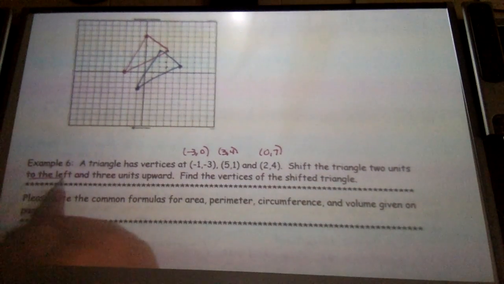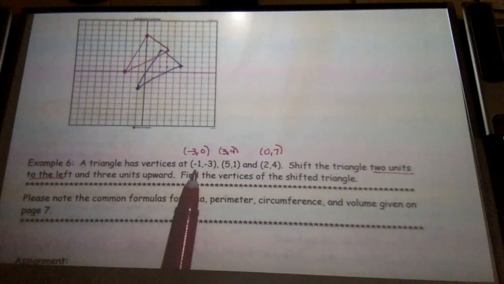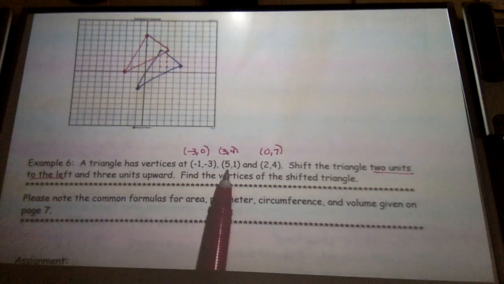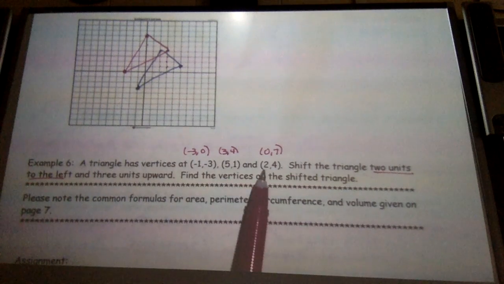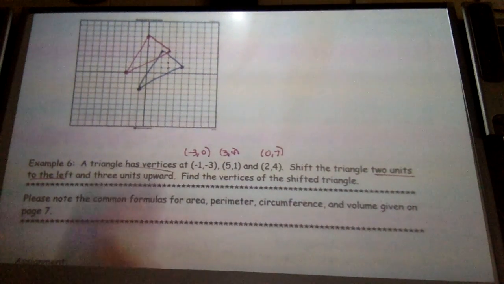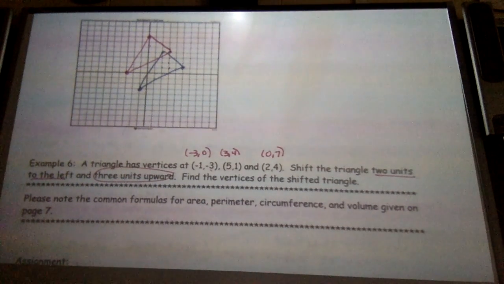If we go to the left, did we subtract 2 units from each one of these? What's -1 minus 2? 5 minus 2? 2 minus 2? And then we shifted up 3. So did we add 3 to each Y coordinate? Yes, we did. So if I give you these problems in your homework, do you have to graph it and then do the shifting? No, just apply those translations and you're good.